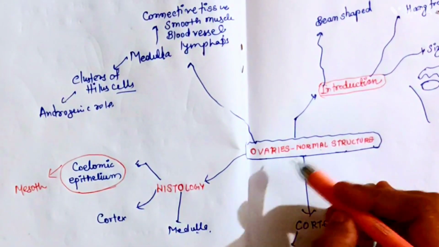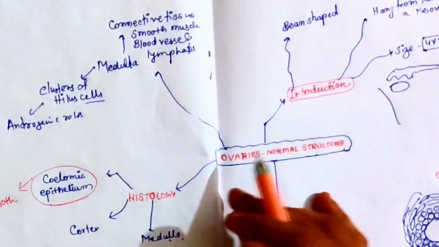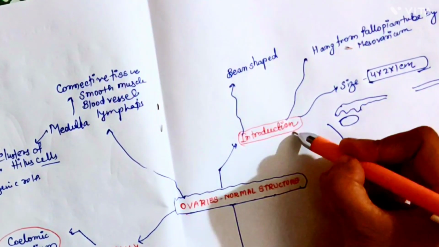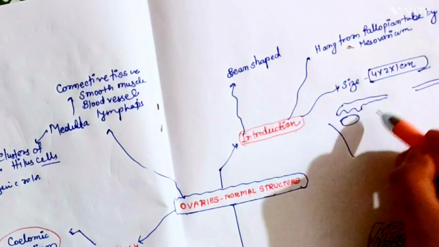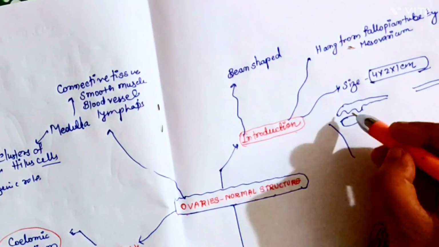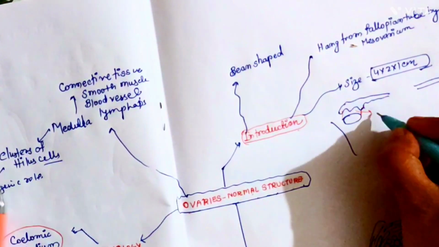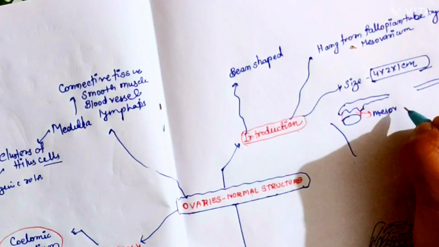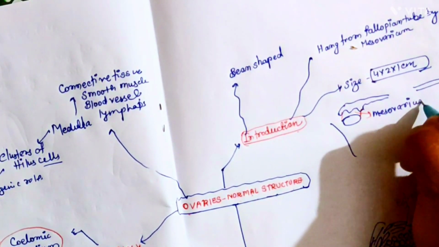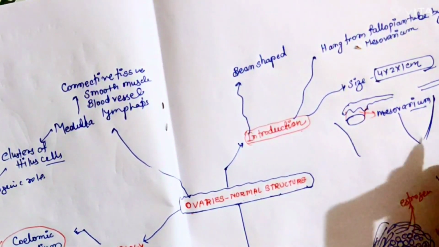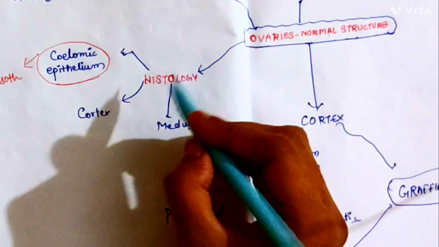To understand the topic ovarian tumors, it is important for us to know about the normal structure of ovaries. Let's begin with introduction of ovaries. Ovaries are bean-shaped organs which hang from the fallopian tube and are attached to the fallopian tube by a piece of mesentery called the mesoovarium. They are attached laterally to the uterus in the pelvic cavity of females.